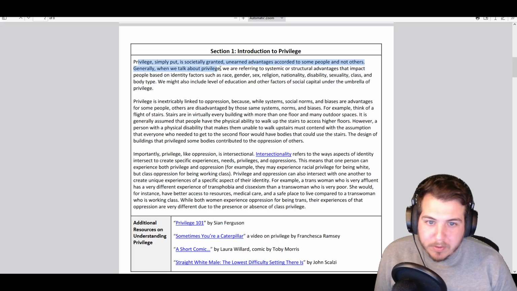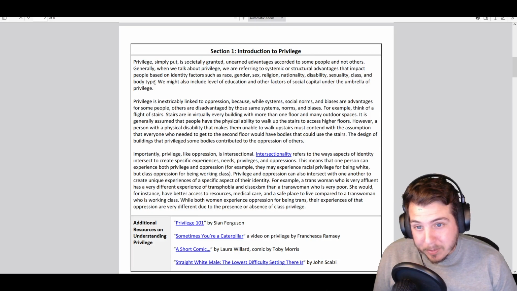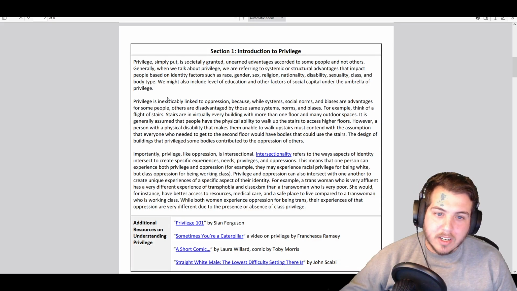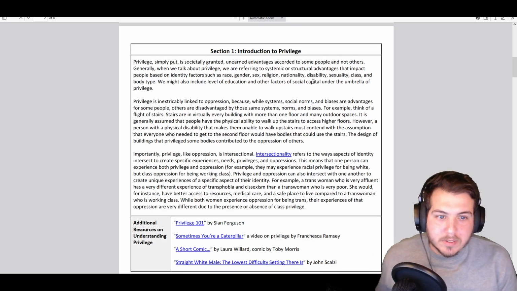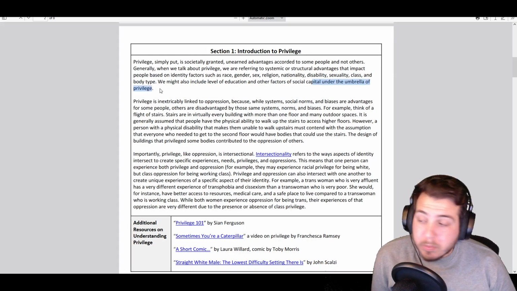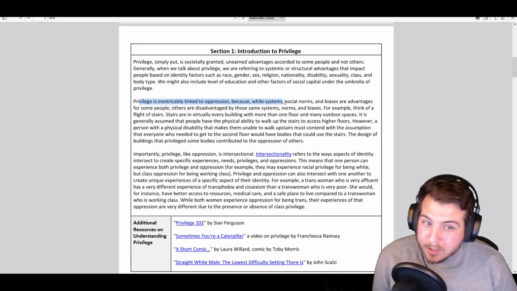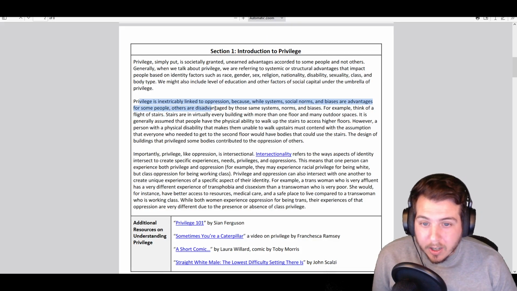Generally, when we talk about privileges, we are referring to systemic and structural advantages that impact people based on identity factors such as race, gender, sex, religion, nationality, disability, sexuality, class, and body type. We might also include levels of education and other factors of social capital under the umbrella of privilege. Privilege is inextricably linked to oppression because while systems, social norms, and biases are advantages for some people, others are disadvantaged by those same systems, norms, and biases.